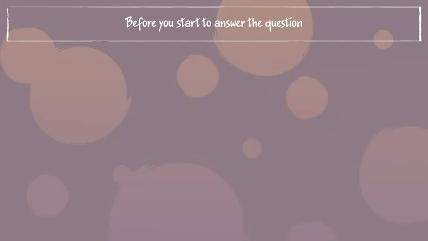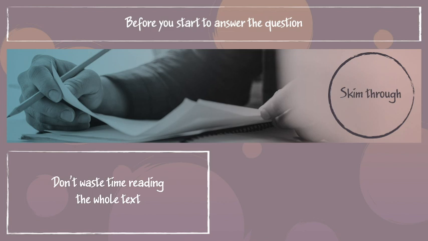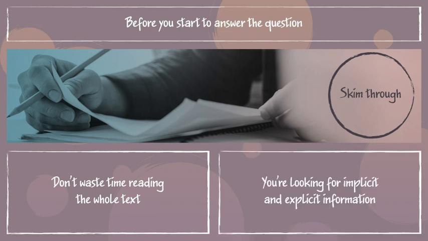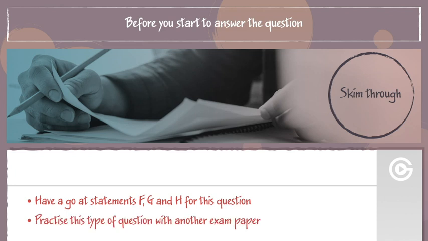Okay, we'll leave it there. Just to recap, before you start to answer the question, the best thing to do is reread or skim through the bit of the text you've been asked to focus on. Don't waste time reading the whole text at this point, and remember you're looking for implicit and explicit information. Now, why not have a go at statements F, G, and H for this question on the attached AQA-style paper, or practice this type of question with another exam paper? Good luck!